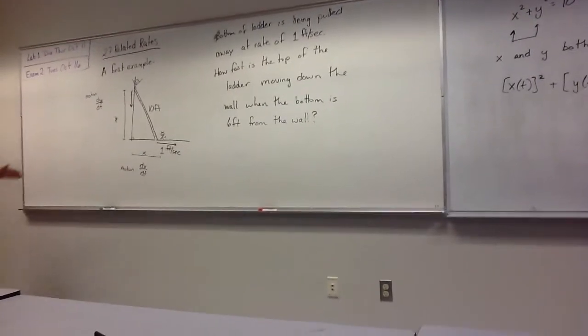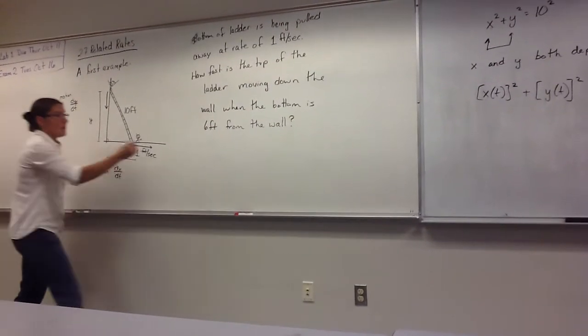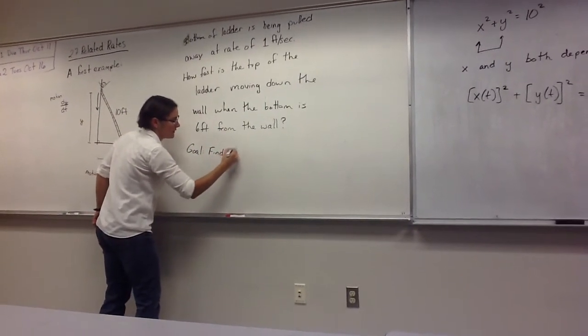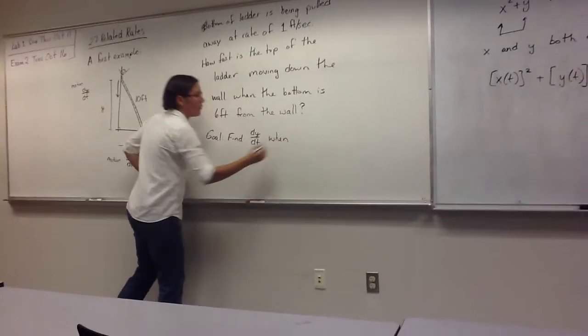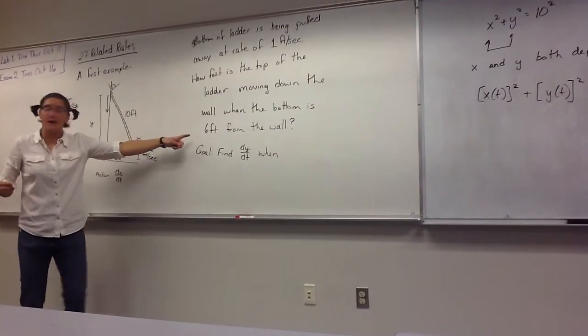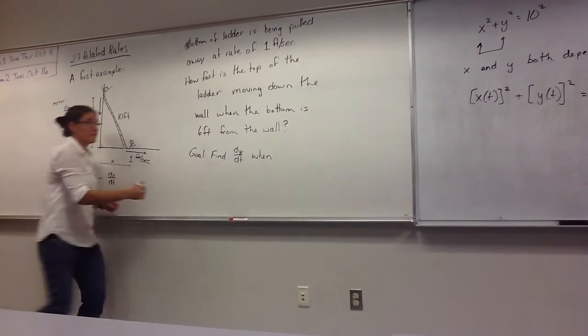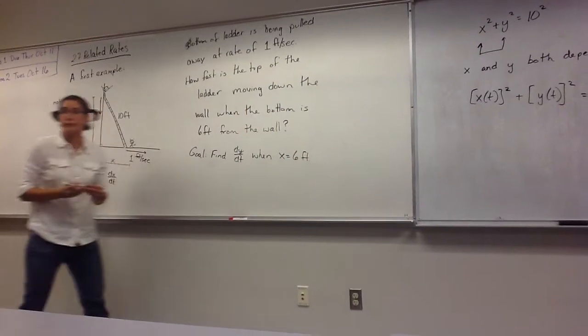Now, our goal here is to find how fast the top of the ladder is moving down the wall. And so our goal is to find dy over dt when the bottom of the ladder is 6 feet, meaning when x is equal to 6 feet.